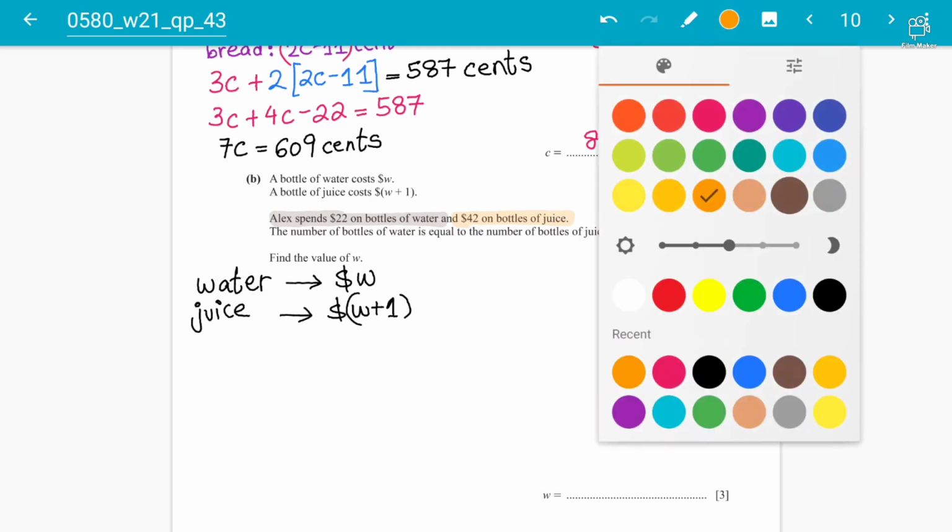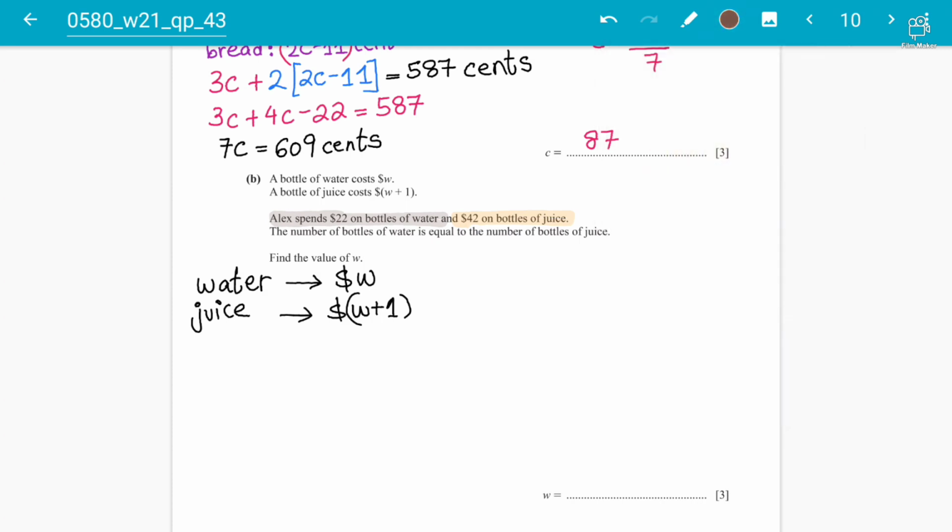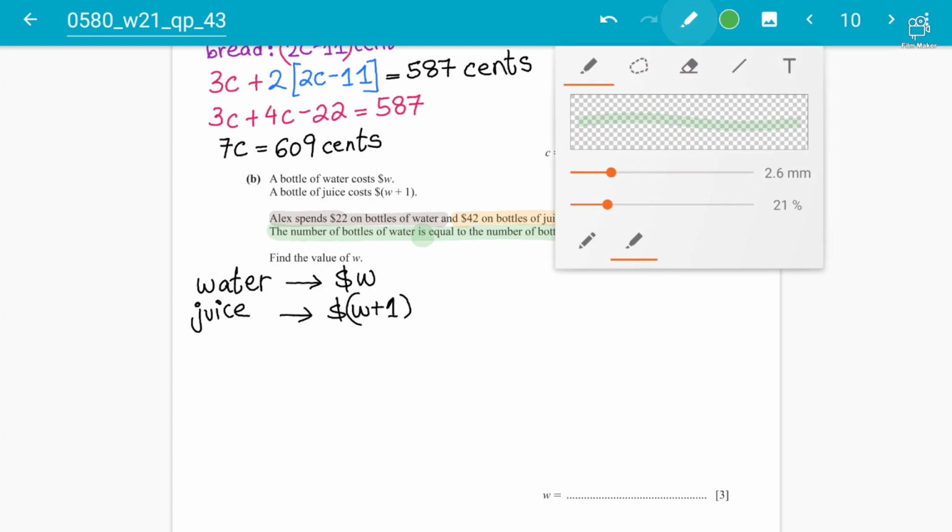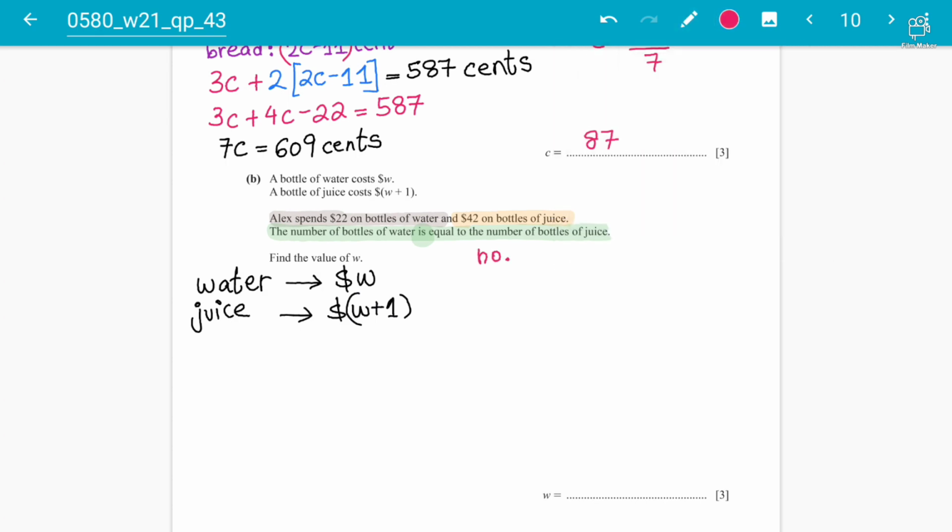Now, the main important thing which will tell you what we have to make an equation: usually in this type of situation question, the number of bottles of water is equal to the number of bottles of juices, which means "is" here means equals to. So the number of bottles of water will be equal to the number of bottles of juices, students. Very important point mentioned here, okay?